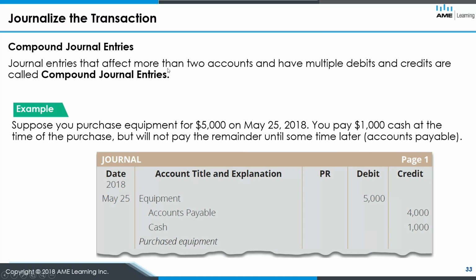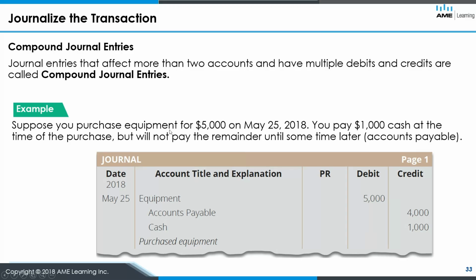Sometimes you have journal entries that affect more than two accounts. As I mentioned before, you can have any number of debits and credits. They just have to equal, so it doesn't have to be just one and one. That's called a compound journal entry. An example of a compound journal entry that they show here is, suppose you purchase equipment for $5,000, you pay $1,000 cash at the time of the purchase, and then you take on debt for the remainder of the $5,000. So you paid $1,000, you owe $4,000, and you got a piece of equipment worth $5,000 total. You just haven't paid all the cash yet, but you owe it, right? So you have a liability for that amount.